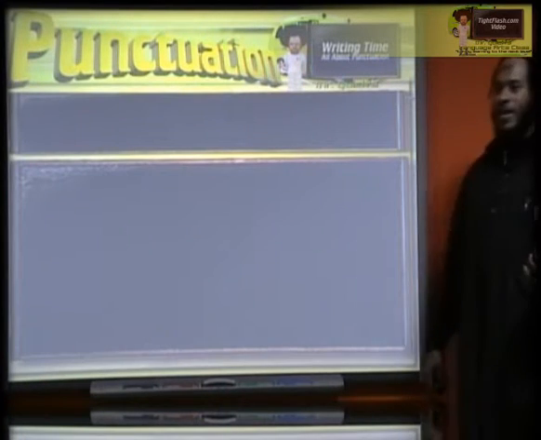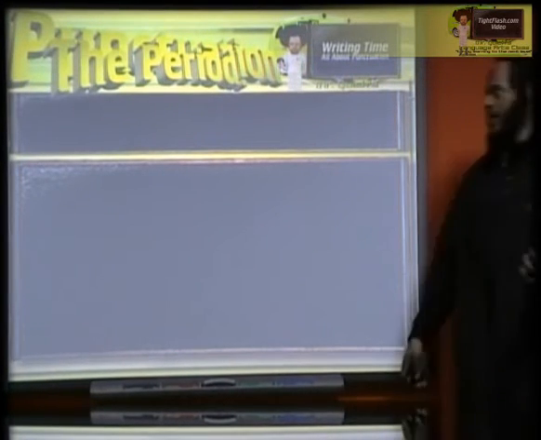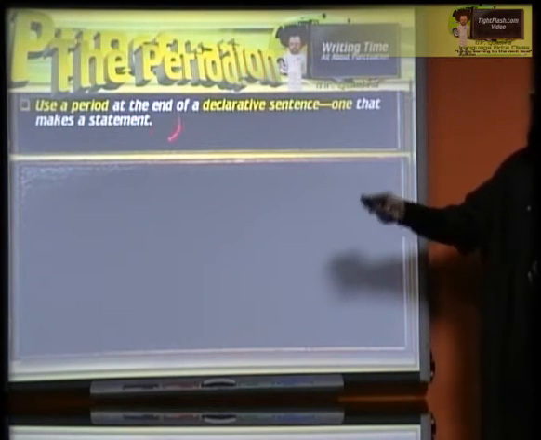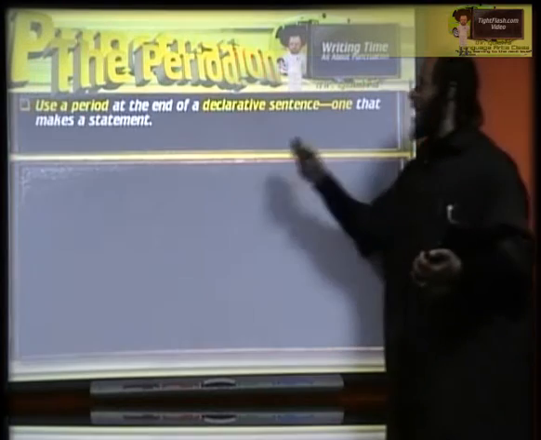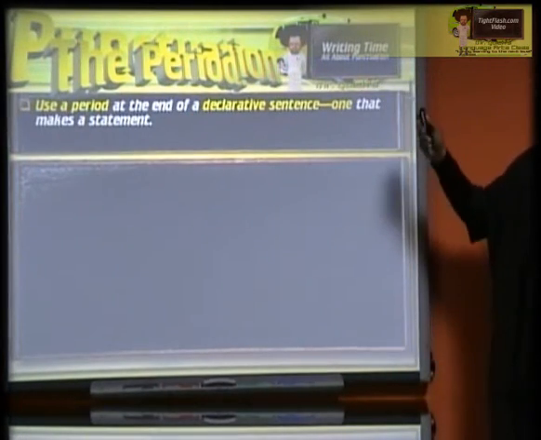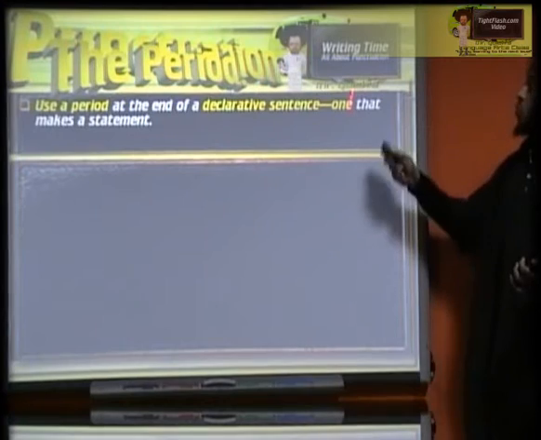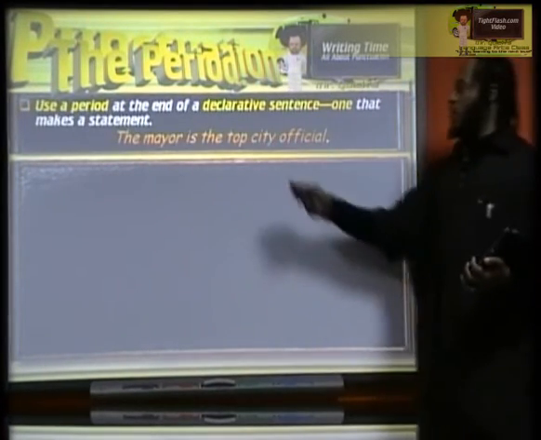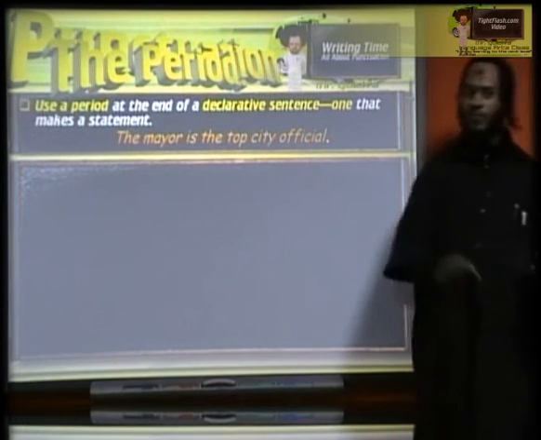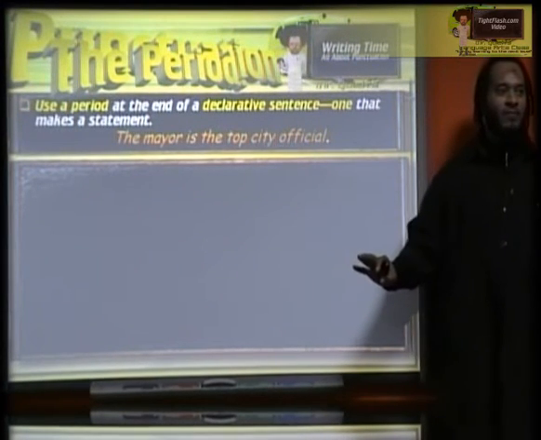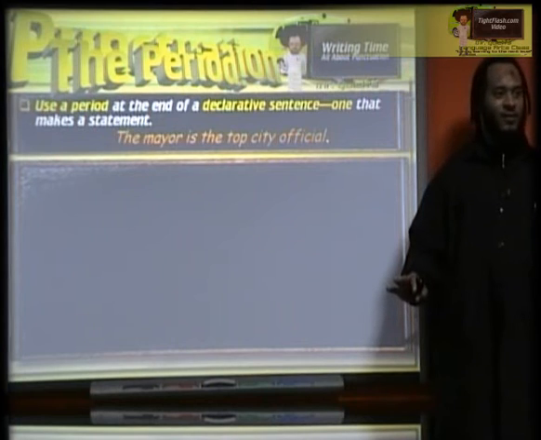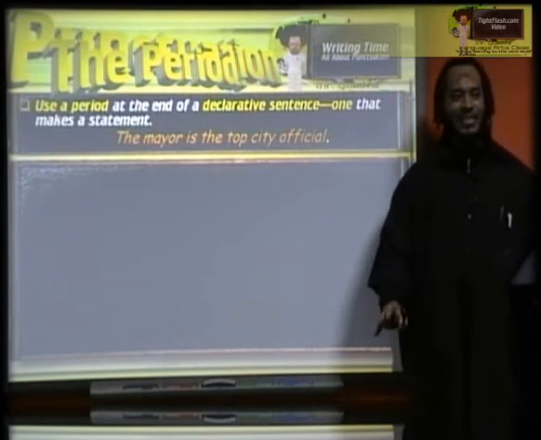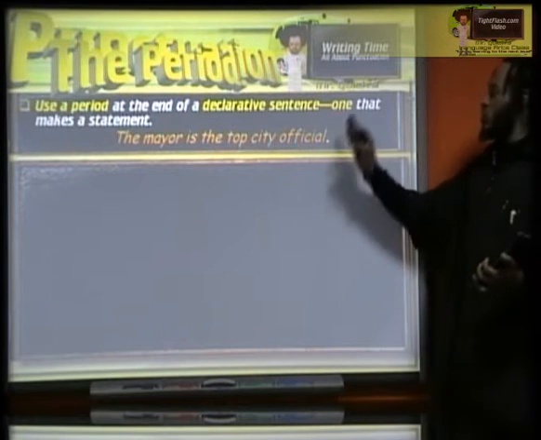Okay. Well, let us get more into this, please. The period. Let's talk more about it. Use a period at the end of a declarative sentence. A declarative sentence is one that makes a statement. For instance, the mayor is the top city official. Just made a statement. He didn't do anything else. Just simply stating a fact. At the end of that sentence, you should use a period.